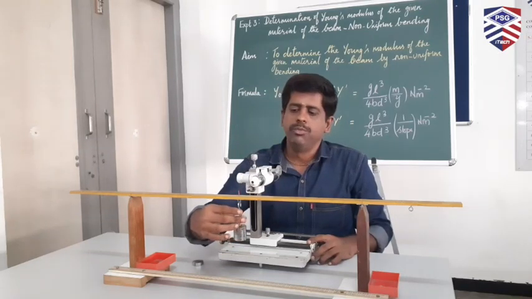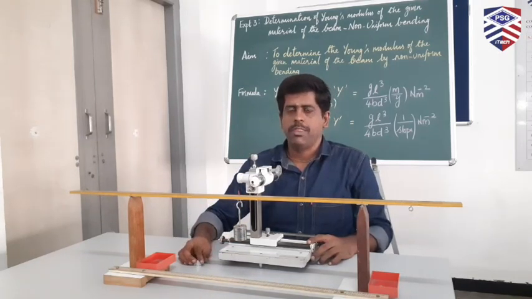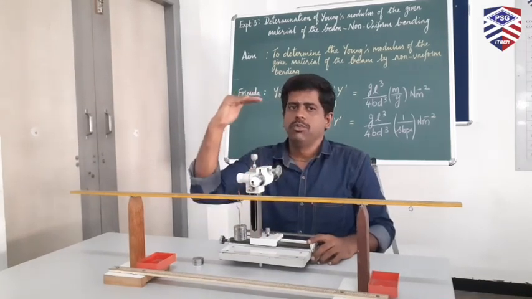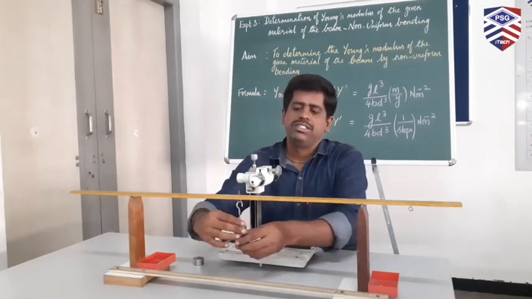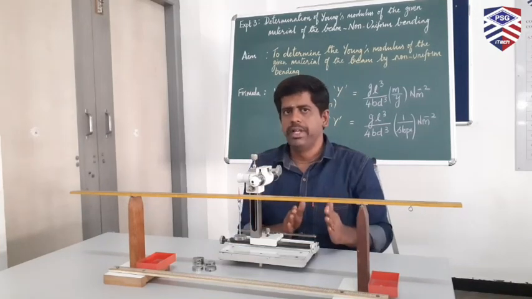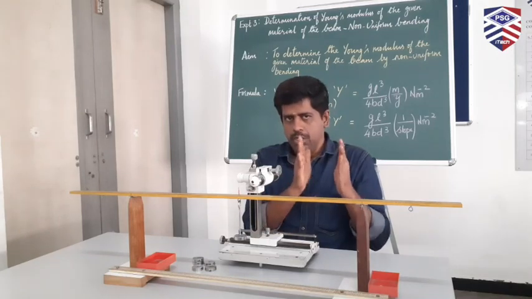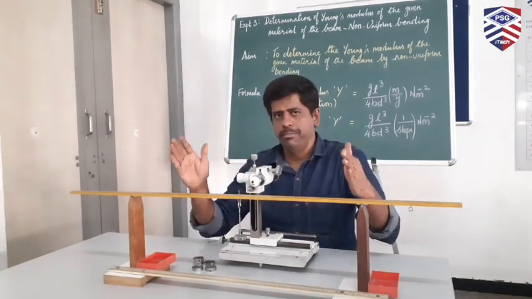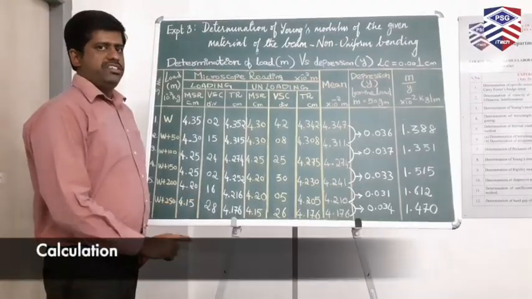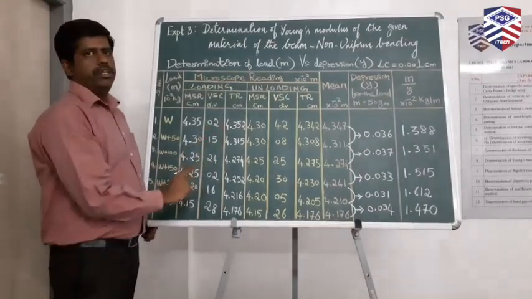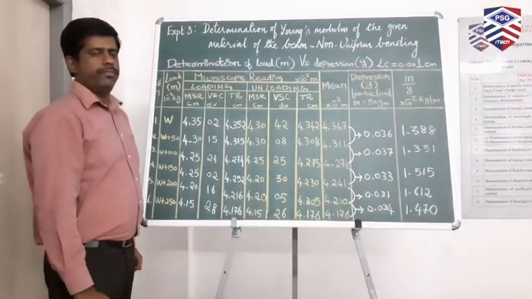Likewise, I will remove another 50 grams and note down the values. You have to remove every 50 grams stepwise and note down the difference in the values. This completes the reading of loading and unloading for non-uniform bending. Now let us see how to calculate the load and the depression using this tabular column.